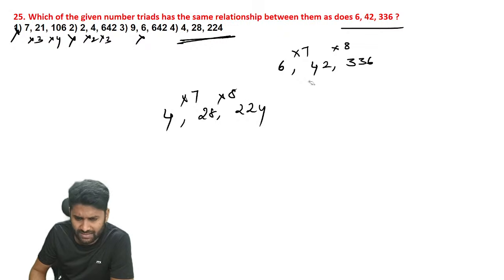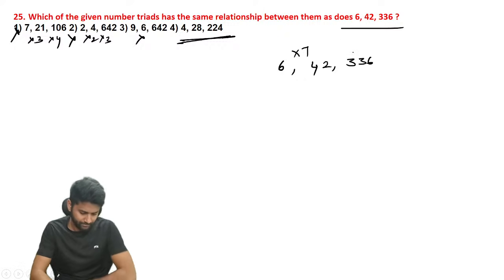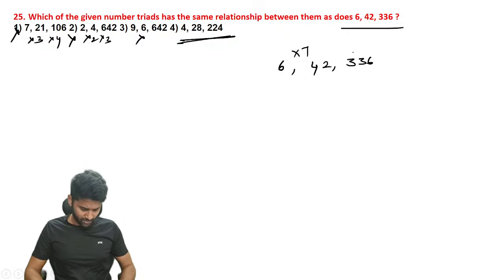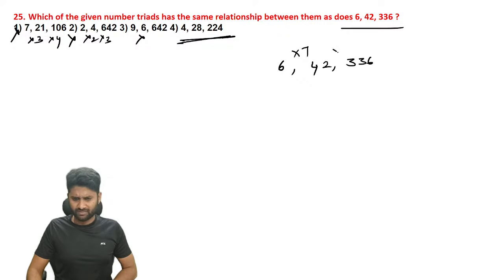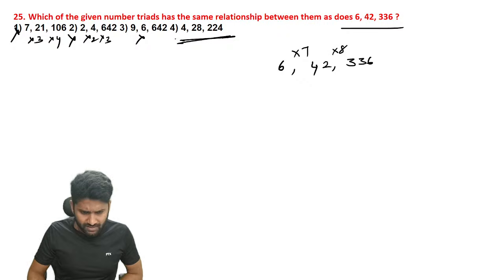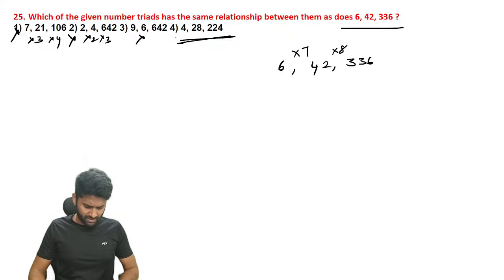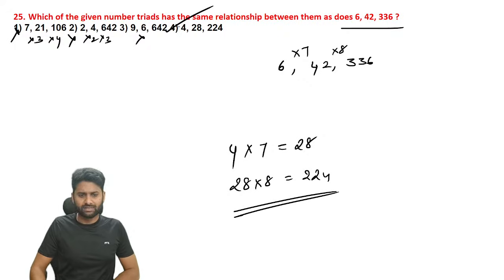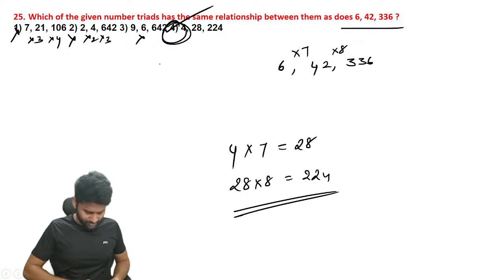Sorry, let me recheck. 42 into 8 is 336, right? Is there anything wrong with the options? 28 into 8 is, yeah, the fourth is the correct answer. 4 into 7 is 28. 28 into 8 is equal to 224. Yes. So there is a similar logic which follows one of the options.